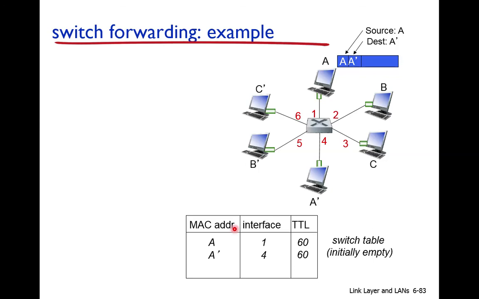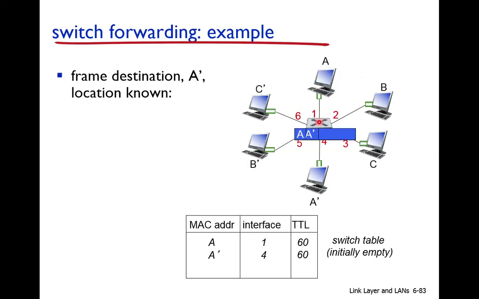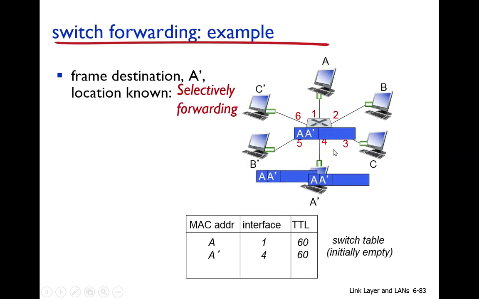Suppose a node wants to send data to A dash. So A is the source and A dash is the destination. This node transmits the data to the switch. When the switch receives the data, it looks for the matching entry in the table. The data is moving for the destination A dash, and A dash is attached to interface 4. So this data is moved on this link. It is not moved on the other links. So there is selective forwarding.